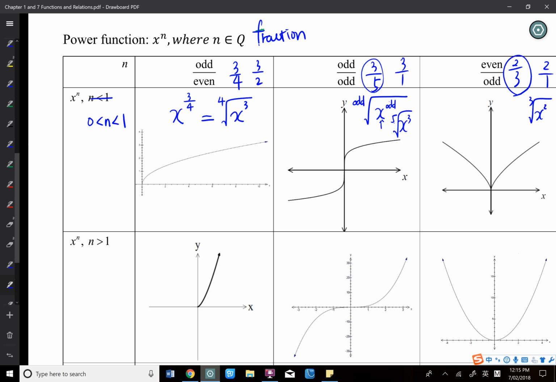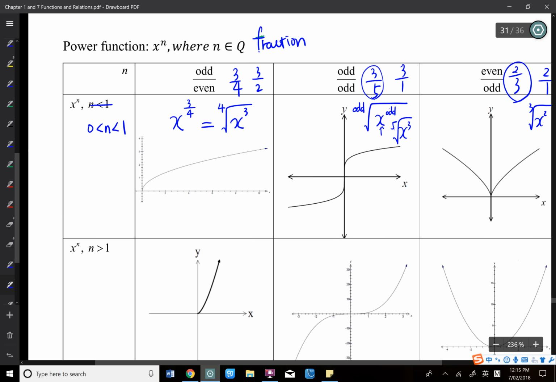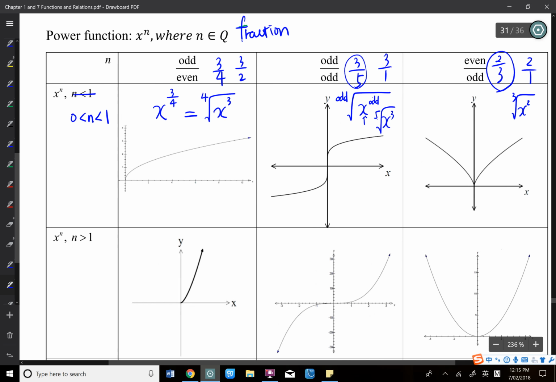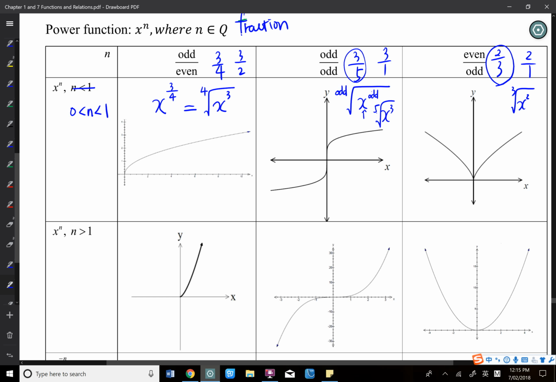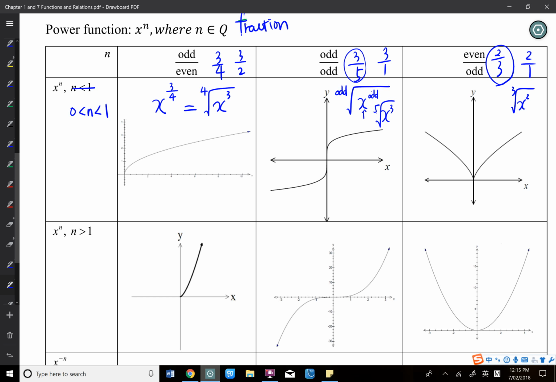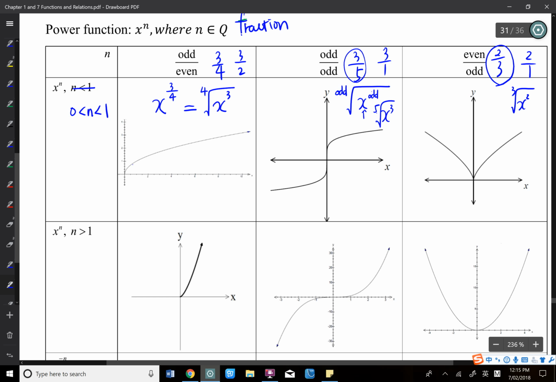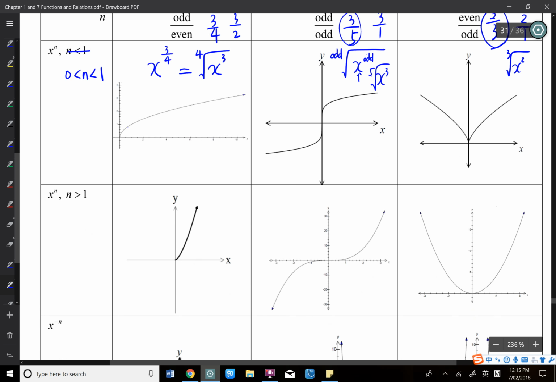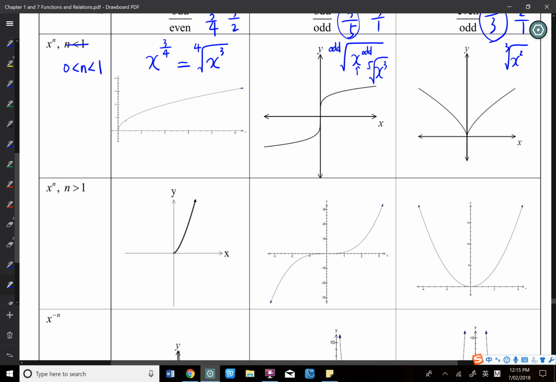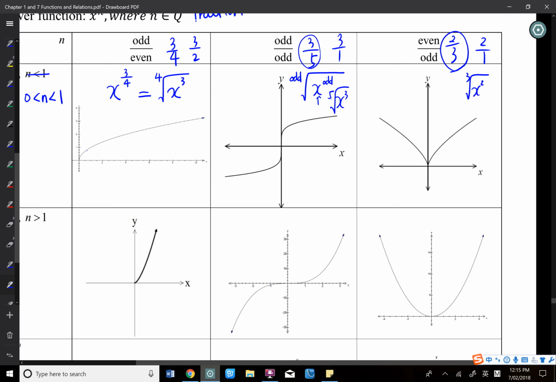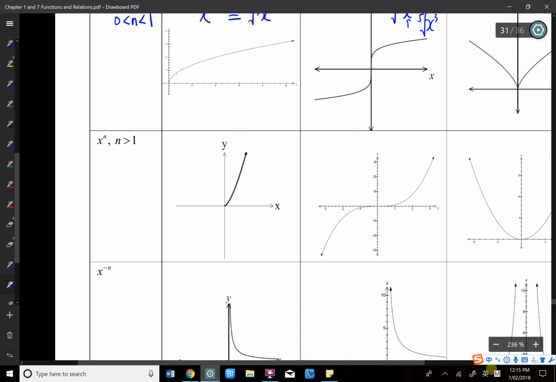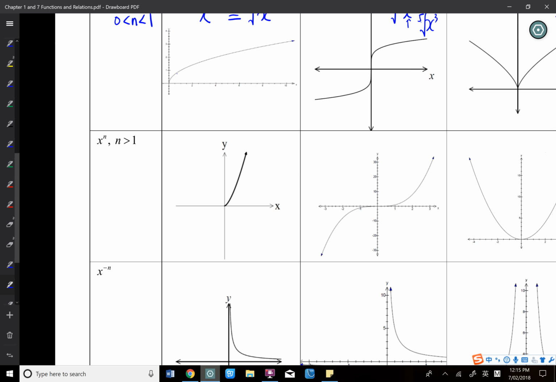If your power is a value less than 1, greater than 0, in between that, for example 3 over 4, 3 over 5, 2 over 3, you will have a flatter graph. Okay, it's not increasing very fast. If your n is greater than 1, for example 3 over 2, 3 over 1, 2 over 1, you will have a graph in a steeper way, increasing. Can you see the difference? They both are increasing graphs, but one increases really quickly and the other is a more flat increase. So that's the only difference.